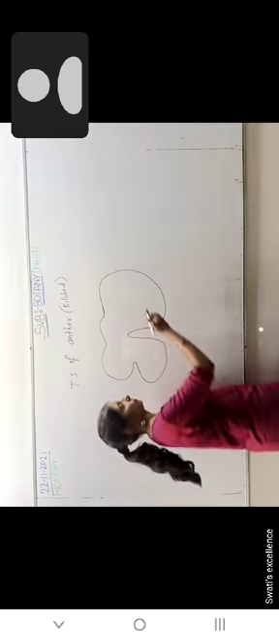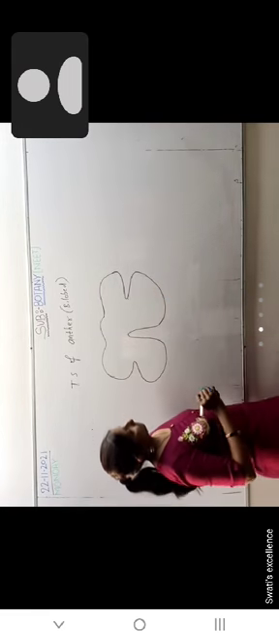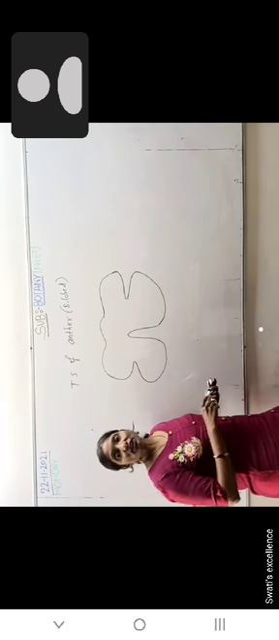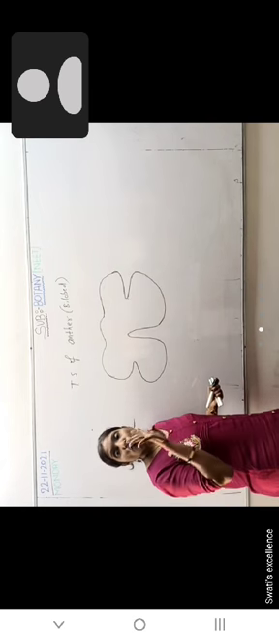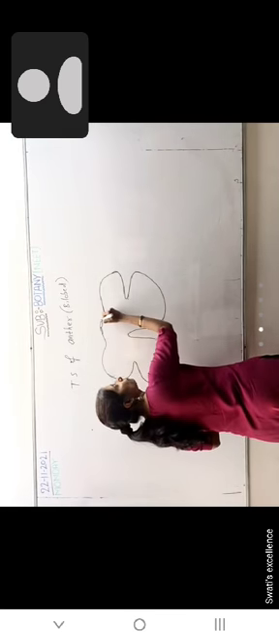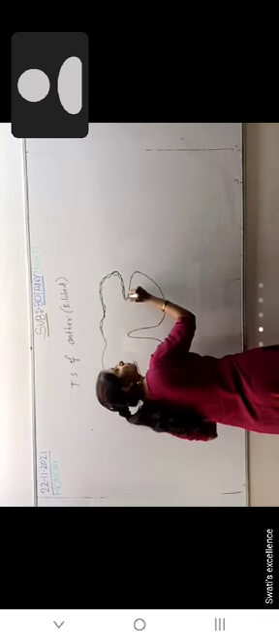Okay. So the TS of anther is roughly circular. Now the TS of anther shows 4 layers of the walls. The outermost layer of the wall is called epidermis. Correct.